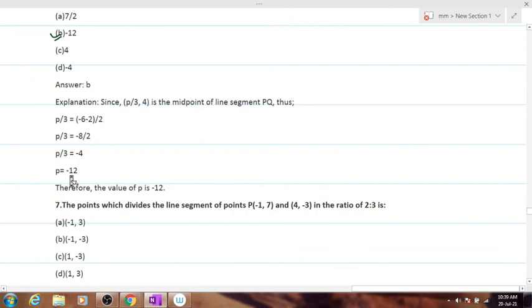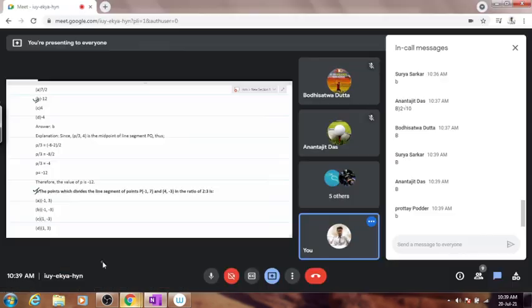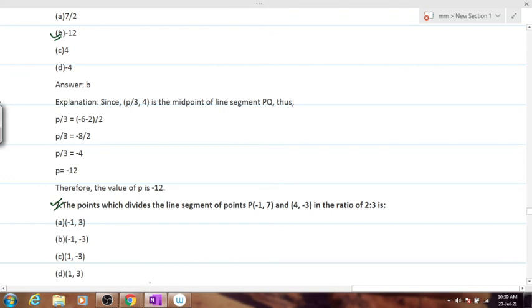Yes. Now we have question number 7. Hurry up. Give it a shot. Question number 7. The points which divide the line segment in the ratio of 2:3. Points are given. I don't think this will be a big problem for you all. It will be your left hand's work.